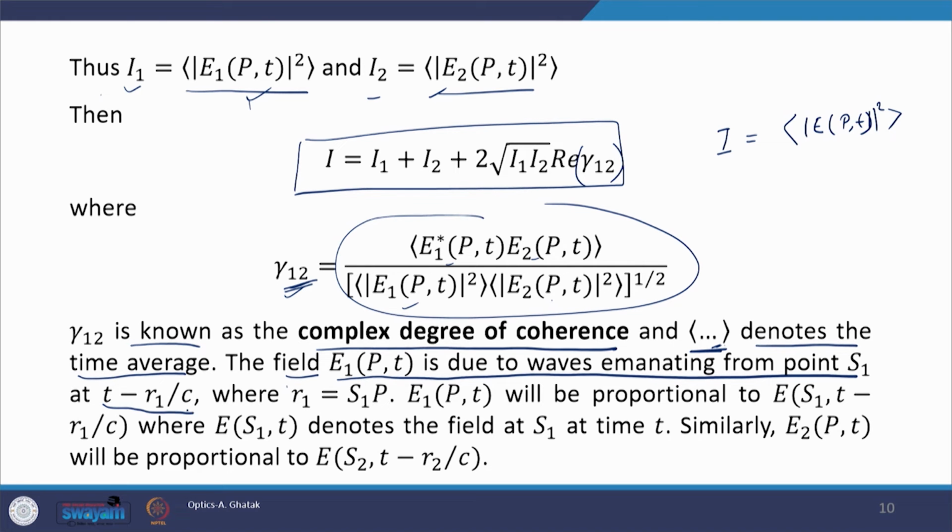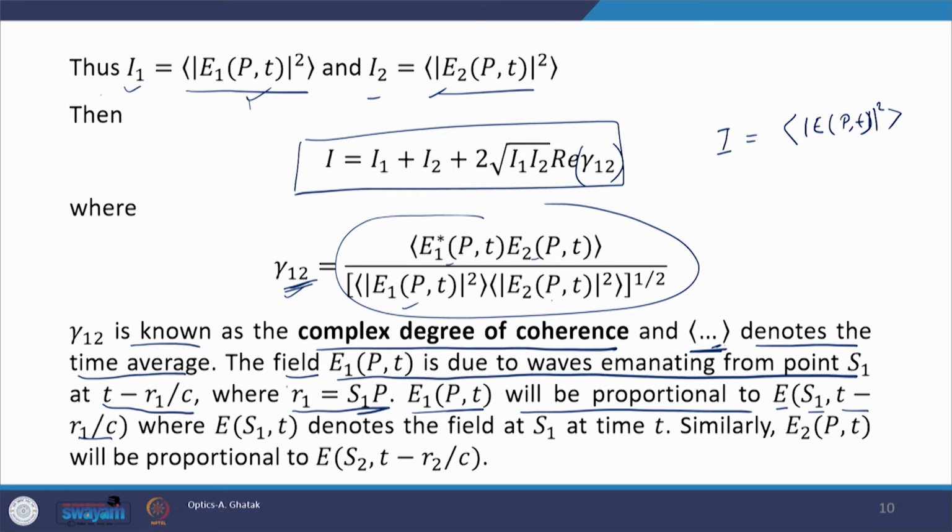This is t minus r1 by c, where r1 is equal to S1P, which we have already done here, so I am not detailing too much on this. E1(P,t) will be proportional to E(S1, t - r1/c), because the fringe pattern on the screen is invariant in time.